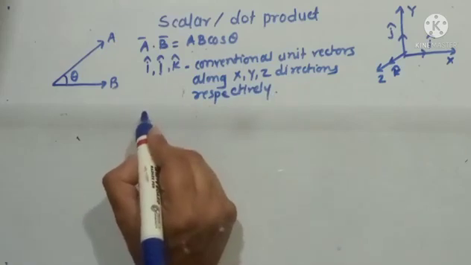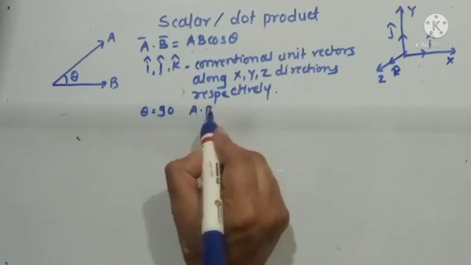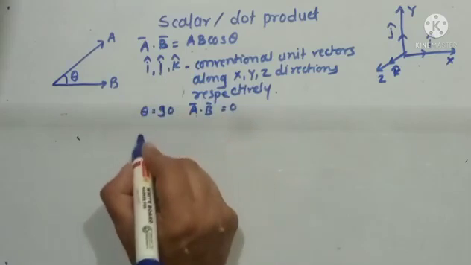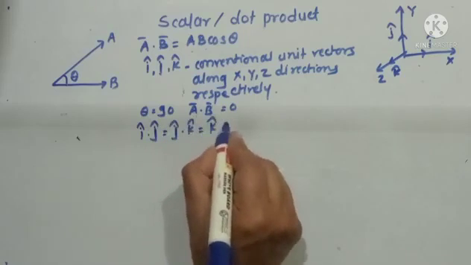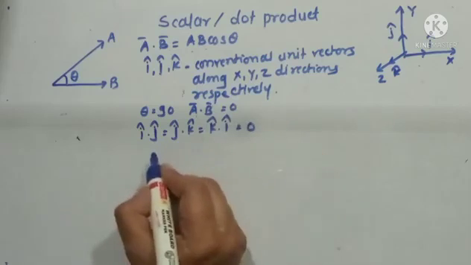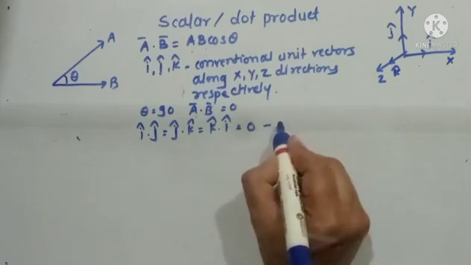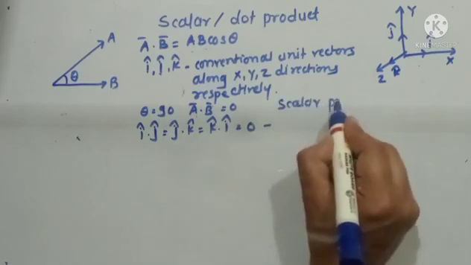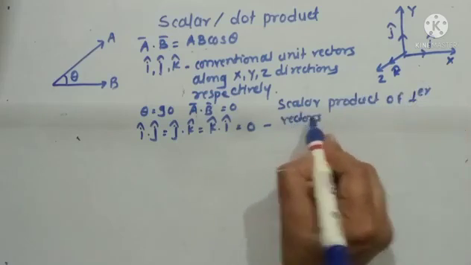Now we know that if the angle between two vectors is 90 degrees, then their dot product will be equal to 0. We know that the angle between vector i and vector j is 90 degrees, vector j and vector k is also 90 degrees, and vector k and vector i is also 90 degrees. So this will be equal to 0. Now what will be the scalar product of a unit vector with itself? This rule is stated as: the scalar product of two mutually perpendicular vectors is 0.